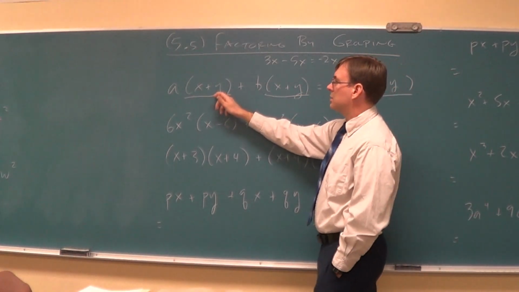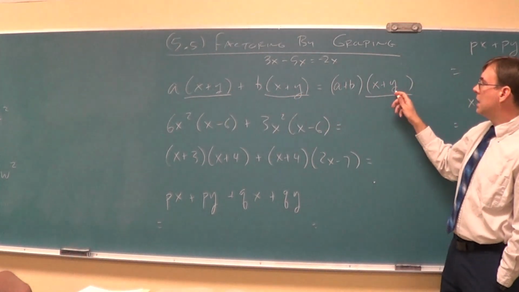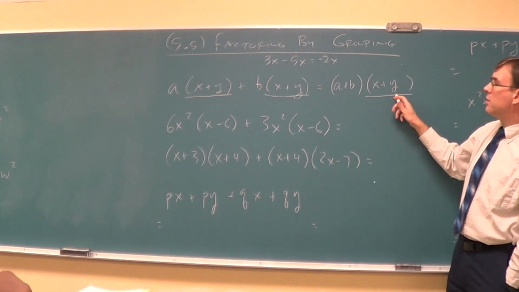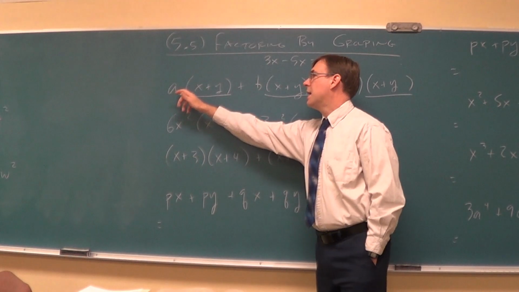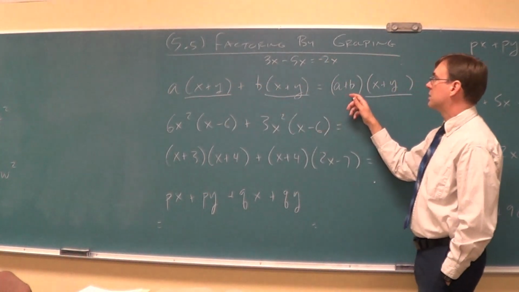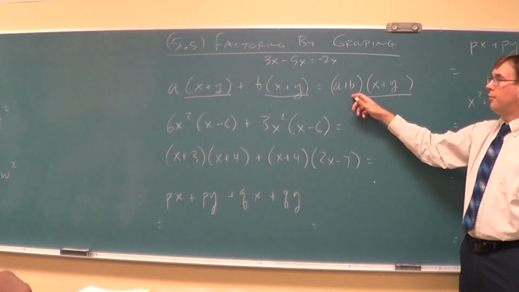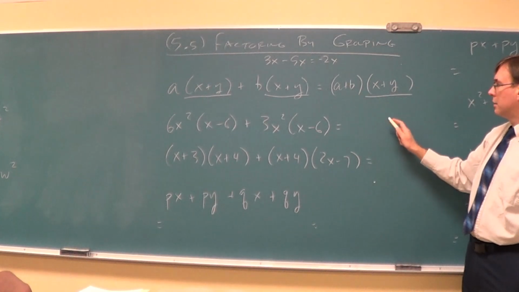This is just a type of like terms. This has x plus y's. This has x plus y's. So the answer has x plus y's. And then you look to the things that are in front and you just obey the signs. This says to take A plus B, and it's going to make its own little new group. That's part of factoring by grouping.